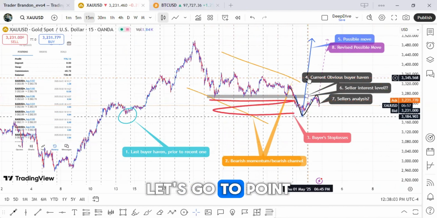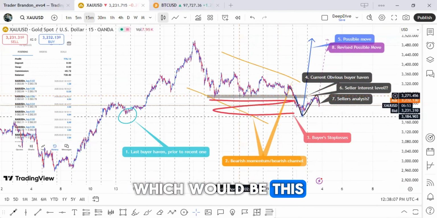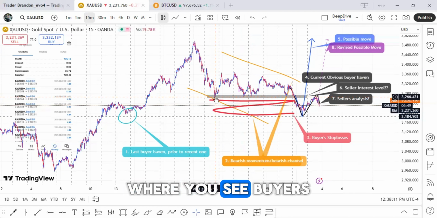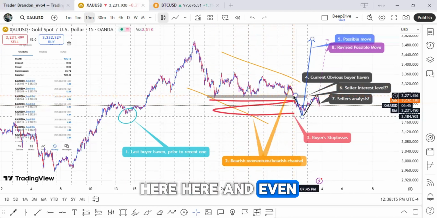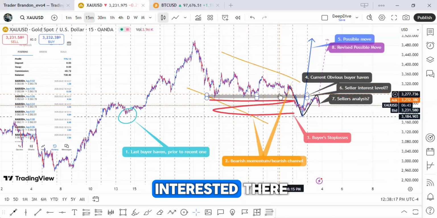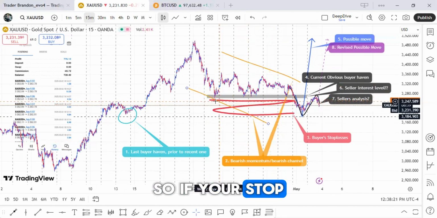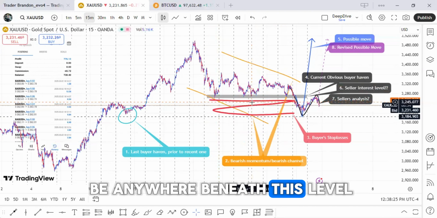So let's think. Let's go to point number 4. The current obvious buyer haven, which would be this gray or black zone here. I'm sure you'd agree with me where you see buyers interested here, here, here, here, here, and even here. If buyers are interested there, we know that when you buy, you put your stop loss below your entry. So your stop loss could be anywhere beneath this level.